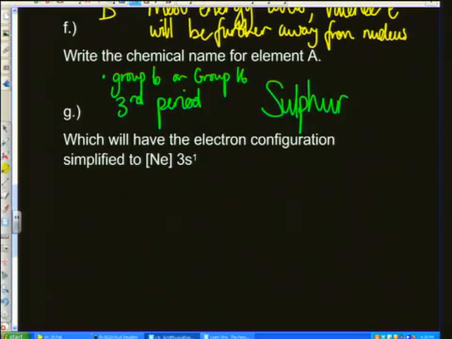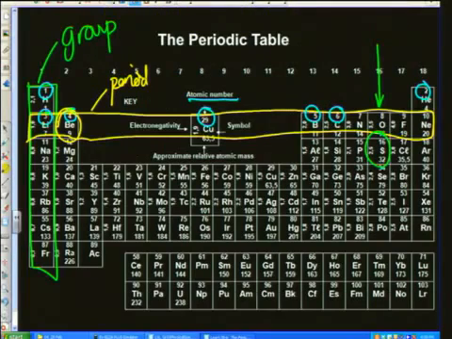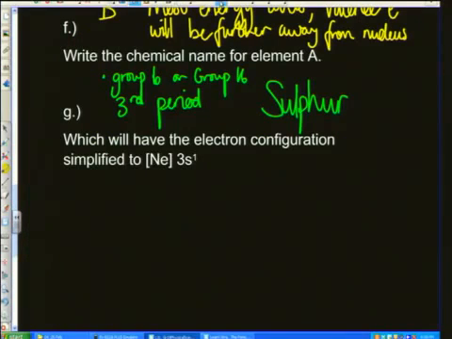Perfect. We can fill in sulfur, as the whole name, not just the symbol. Next, which will have the electron configuration simplified to neon 3s1? Well, first I want us to write neon's electron configuration. There it is. It's got 10 electrons. So I'm jumping across, and I'm going to write 1s2, 2s2, 2p6. 2 plus 2 is 4, plus 6 is 10. That's neon's electron configuration. What about that extra bit?